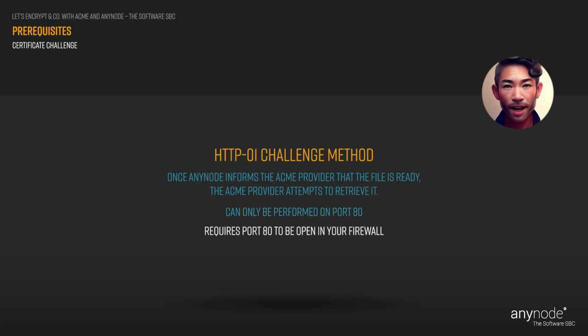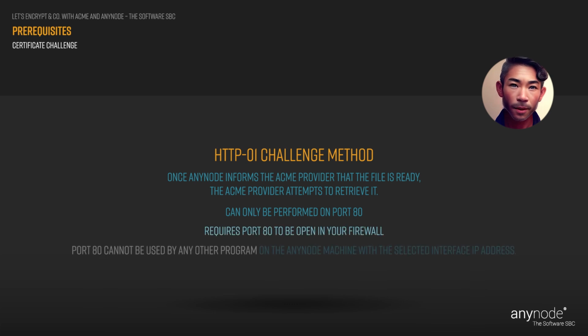The HTTP 01 challenge requires port 80 to be open in your firewall so that the ACME provider can reach your system when needed. Port 80 cannot be used by any other program on the anynode machine with the selected interface IP address. The port will only be opened when a challenge is initiated for certificate renewal or a new certificate issuance.